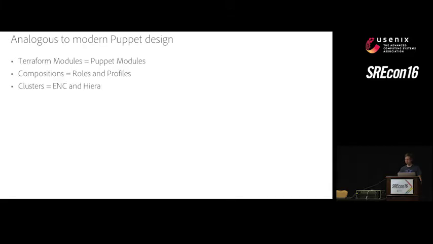So if you're familiar with Puppet, it's a little bit like Puppet design. Terraform modules are really similar to Puppet modules. Compositions are basically roles and profiles. And the clusters is the ENC, the external node classifier.